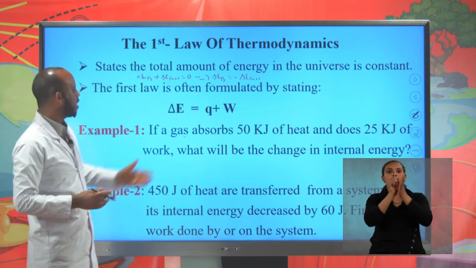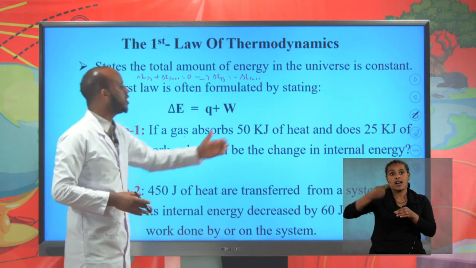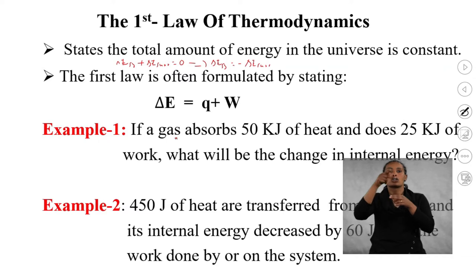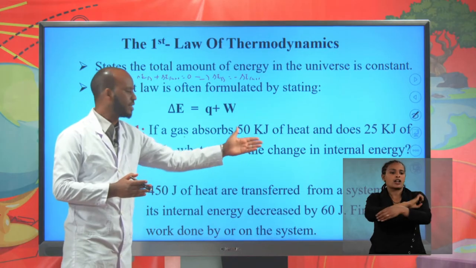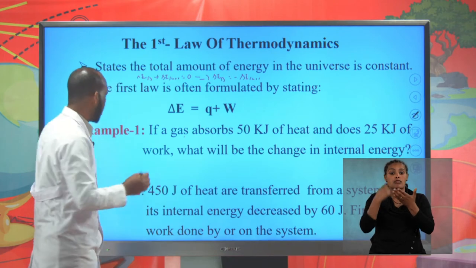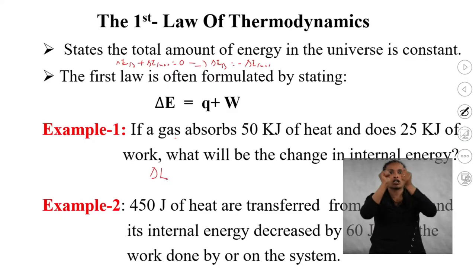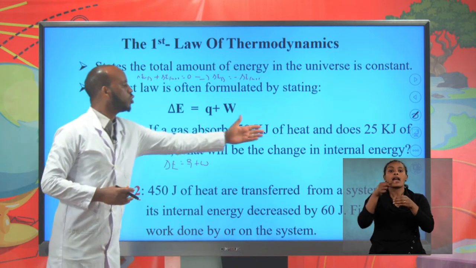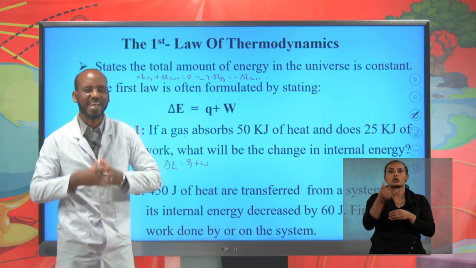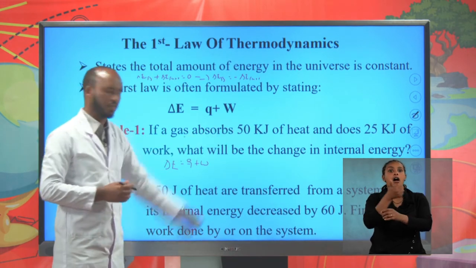For example, if a gas absorbs 50 kilojoules of heat and does 25 kilojoules of work, what will be the change in internal energy? You are asked to calculate the internal energy change for this process. From the first law of thermodynamics, we have change in internal energy equals Q plus W. Here, a gas absorbs 50 kilojoules of heat. The system gains energy as heat.